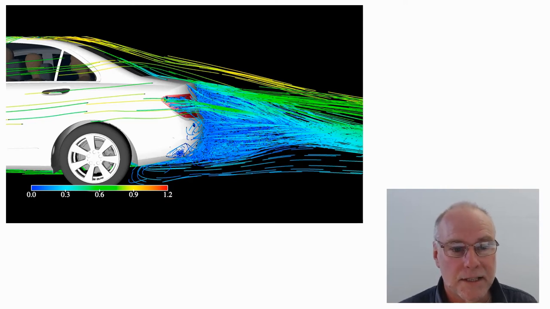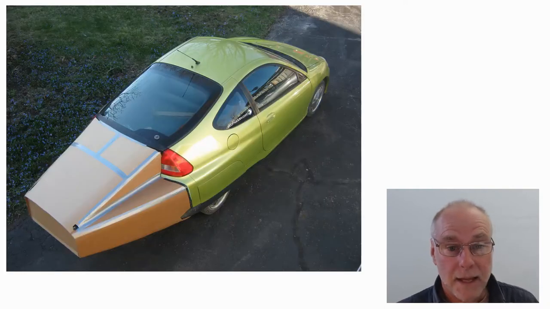This particular Mercedes isn't a square back car, it's a sedan. It's got attached flow down onto the trailing edge of the trunk or boot, and so you can see the wake is fairly small. So a small wake typically gives lower drag. It's not actually the size of the wake, it's the amount of energy that's going into the wake, but smaller normally equals better.